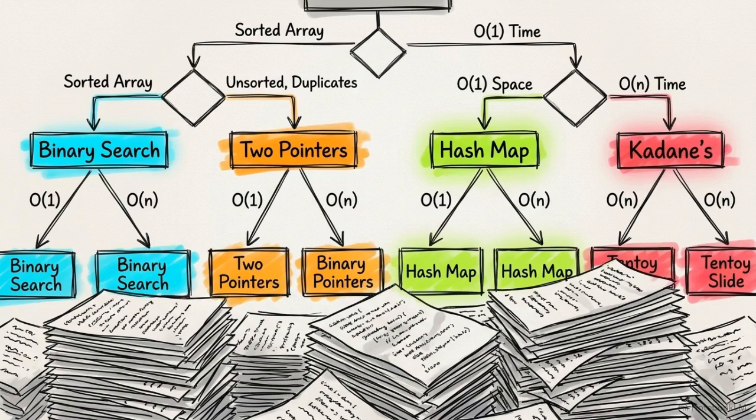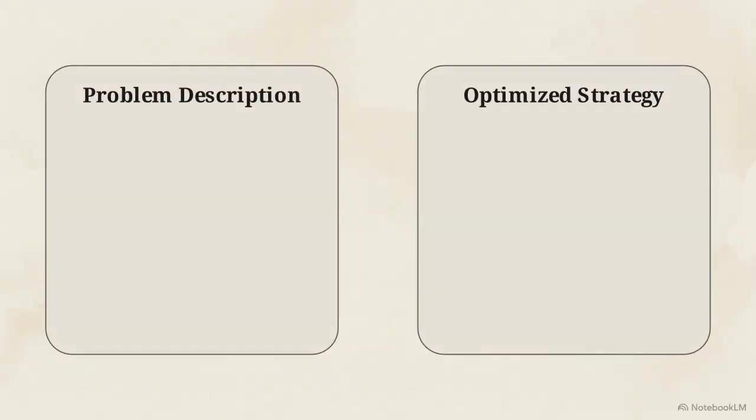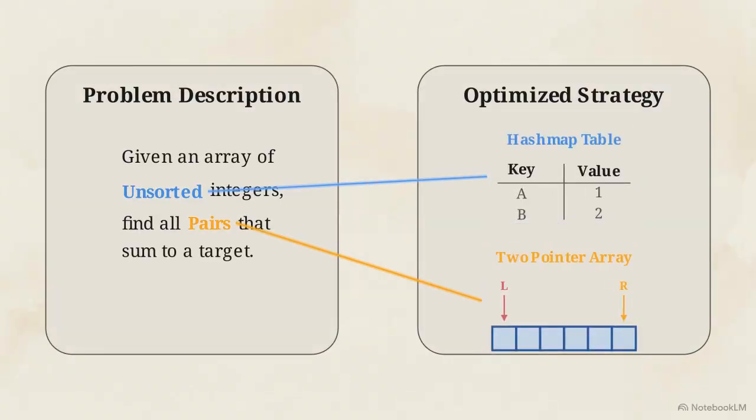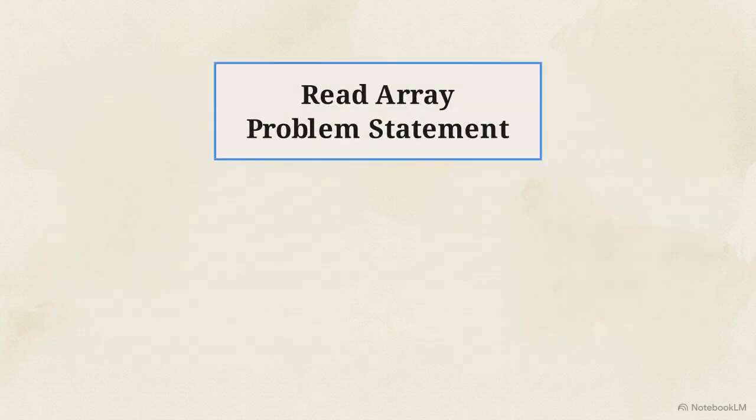This flowchart represents a different way to prepare. Instead of memorizing hundreds of specific LeetCode solutions, you build a mental machine that translates problem descriptions into optimized structures based on their specific constraints. It starts by reading the problem statement and filtering it through a series of exact questions.